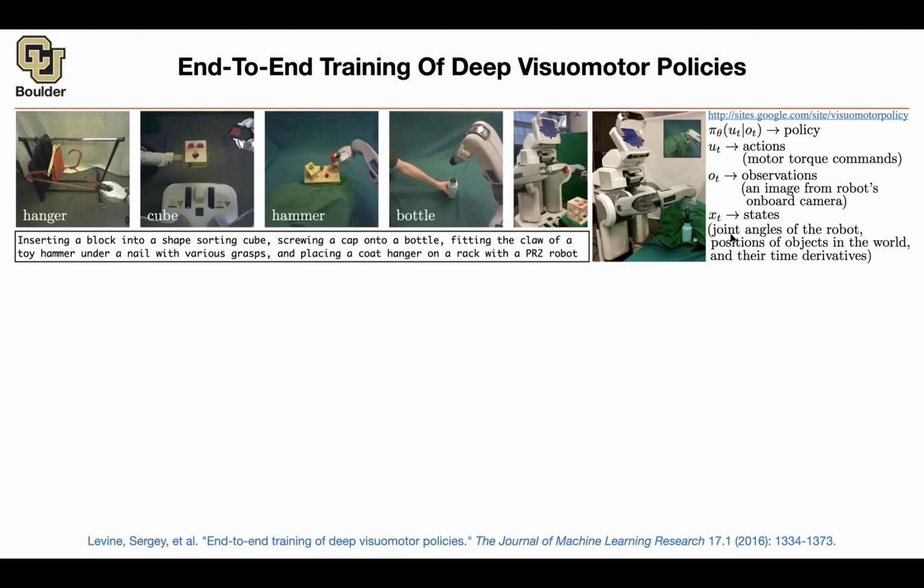And what are your states? These are the joint angles of the robot, positions of the objects in your environment. And if those objects are moving, your robot should be able to work with those objects as well, with those movements, should be able to adjust itself.